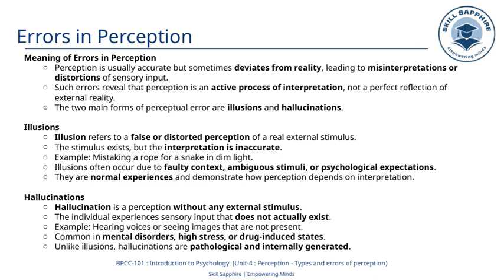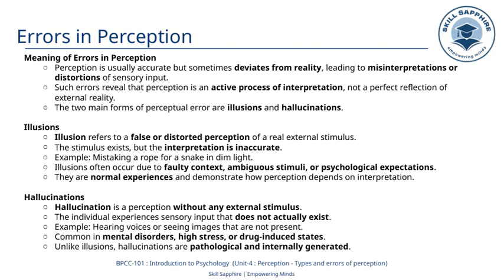Starting with illusions, these are false or distorted perceptions of real external stimuli. The stimulus is actually present, but our interpretation of it is incorrect. For example, mistaking a rope for a snake in dim lighting. Illusions often happen because of faulty context, ambiguous stimuli, or our psychological expectations. And it's important to remember, illusions are quite normal. They show us how much perception depends on interpretation.